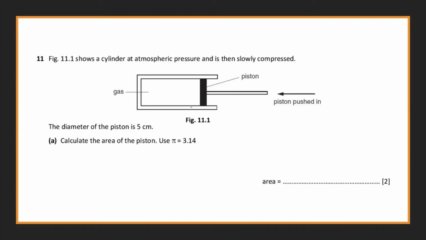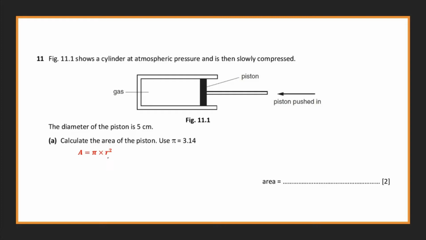From the drawing, the piston looks like a rectangle. Actually, the piston is a cylinder. Because the piston is a cylinder, this side of the piston actually has a circular shape. So to calculate the area of the piston, we actually have to calculate the area of a circle. The formula to calculate the area of a circle is area equals to pi times r squared.